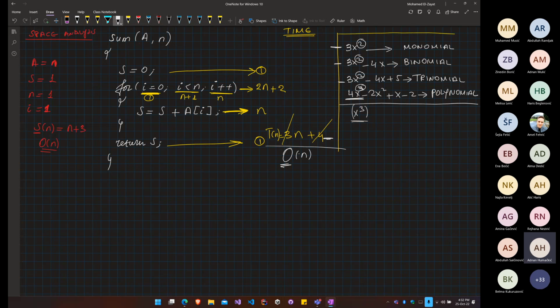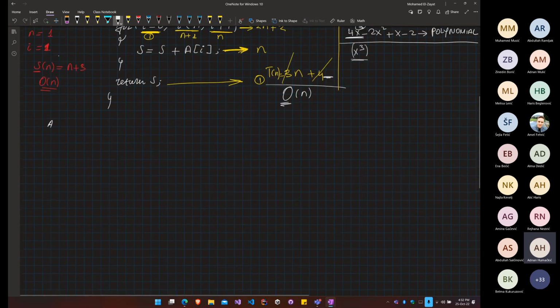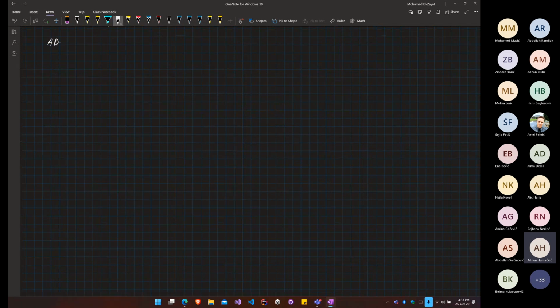Let's take another example. So we'll just go down here. I'm going to have, let's say, adding two square matrices. So another example, adding two square matrices.